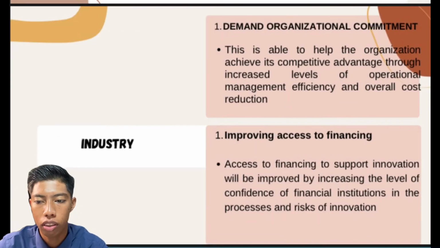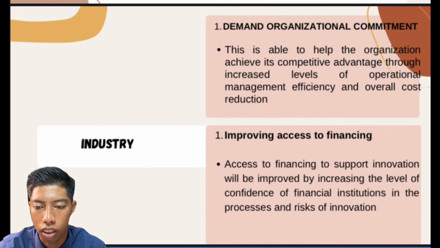Industry demand and organization commitment is able to help the organization achieve its competitive advantage to increase labor and operational management efficiency and overall cost reduction. Access to finance to support innovation will be improved by increasing the level of confidence of financial institutions in the process and risk of innovation.